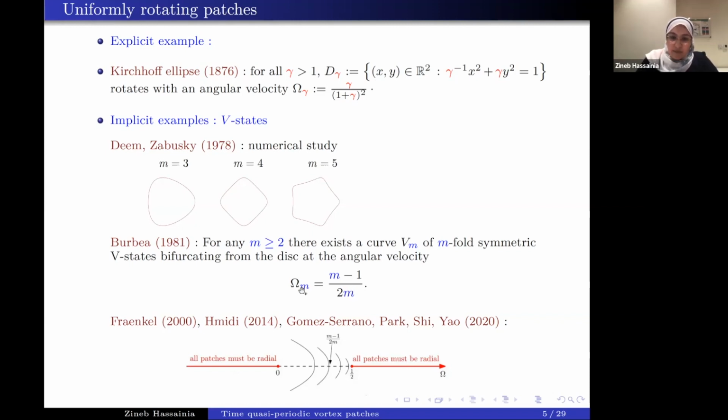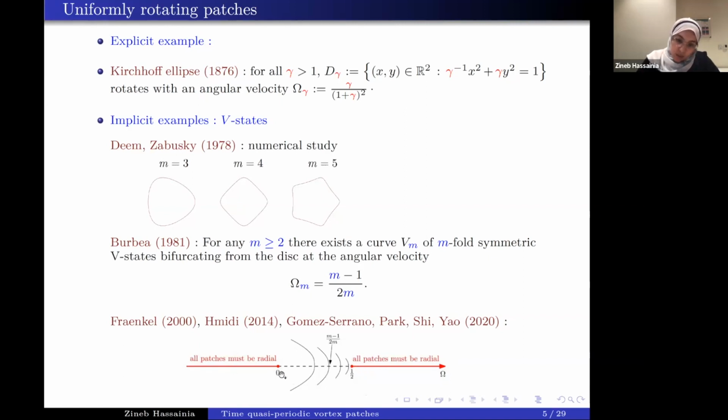So for m equal to 2, the branch emerges at 1/4, and it is the curve of ellipses. Then you have the 3-fold, the 4-fold, and so on. And the points of bifurcation accumulate at 1/2.